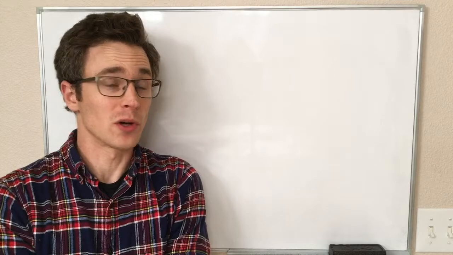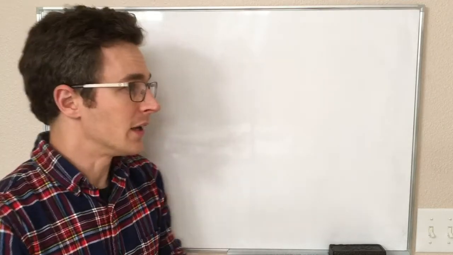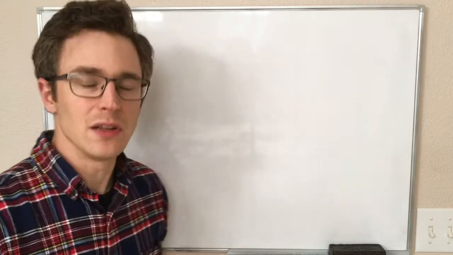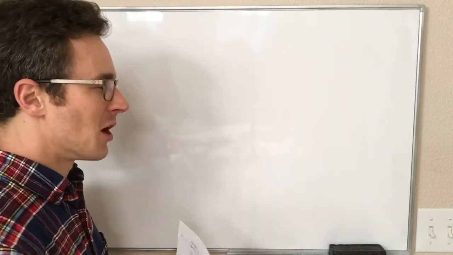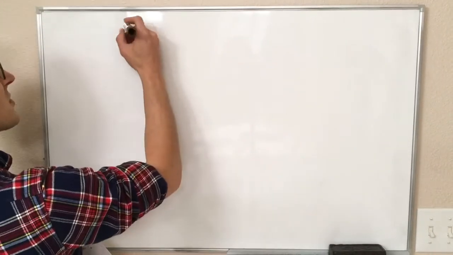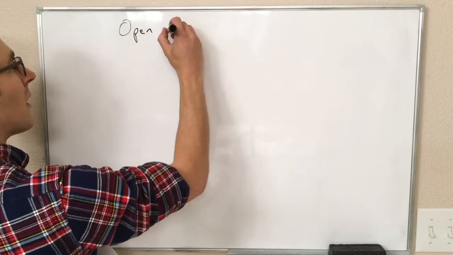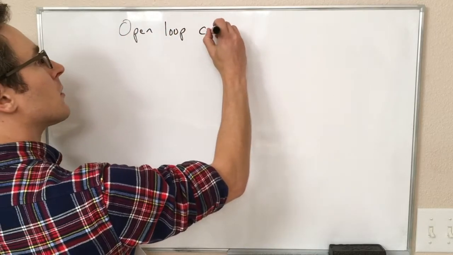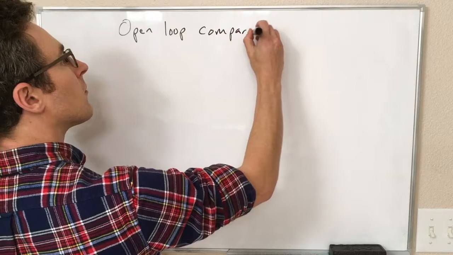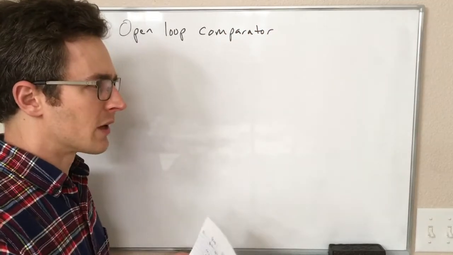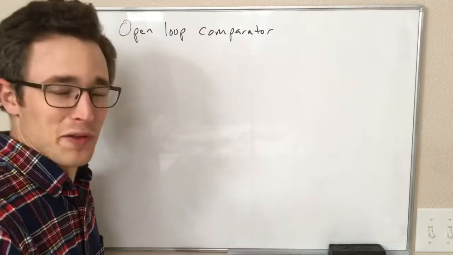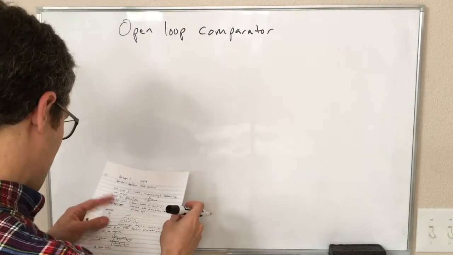The first op-amp circuit we're going to look at is very simple and not completely useless, but if we wanted to do its job, there are better ways of doing it. Anyway, this is called an open loop comparator. Comparator here means something that compares two things, and you'll see what I mean in a second.